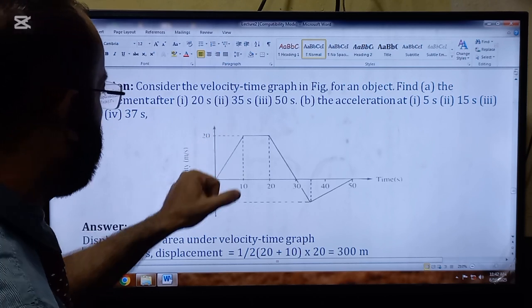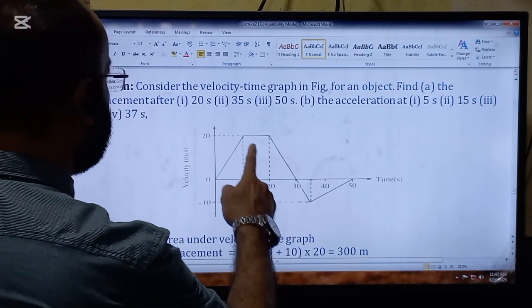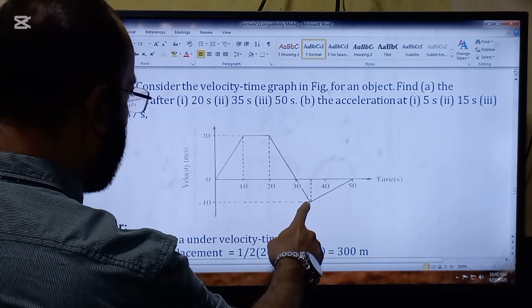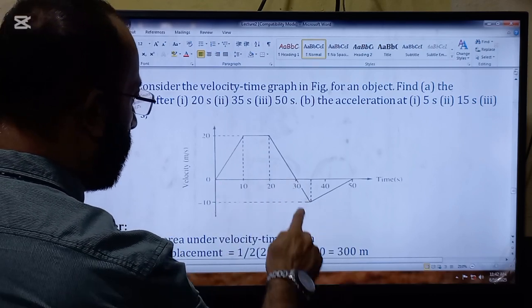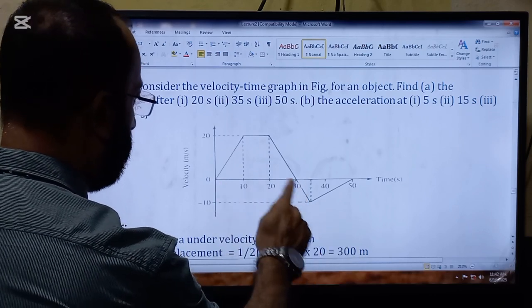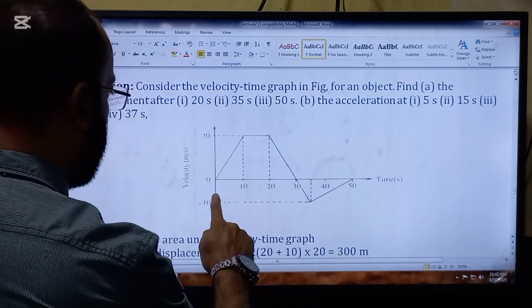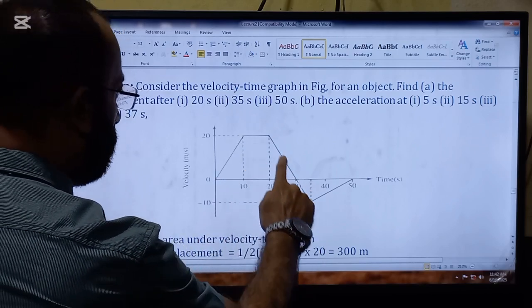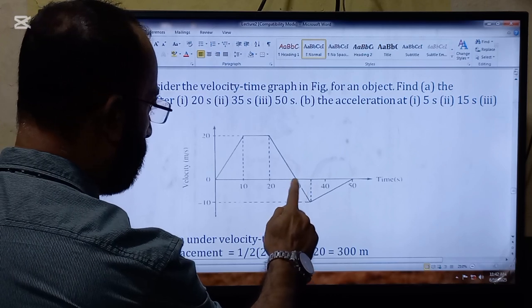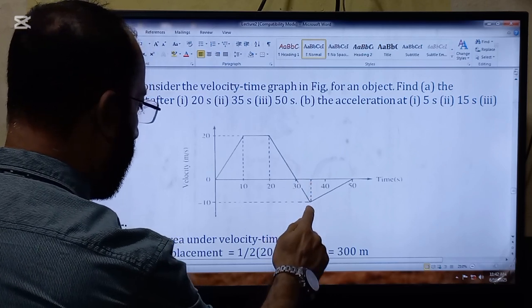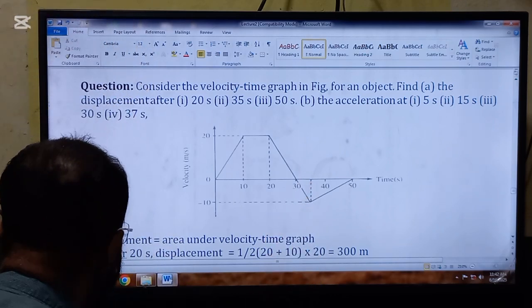Next is 35 seconds. After 35 seconds, the point is this. So you will subtract the distance of this portion from the whole portion. First you will find the area of the full trapezium minus the area of this smaller triangle that has base 5 and height 10. So look now at the second part.